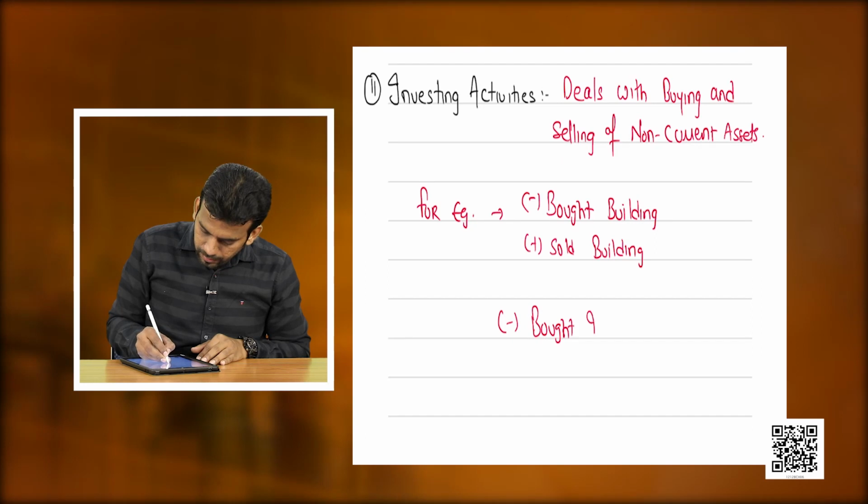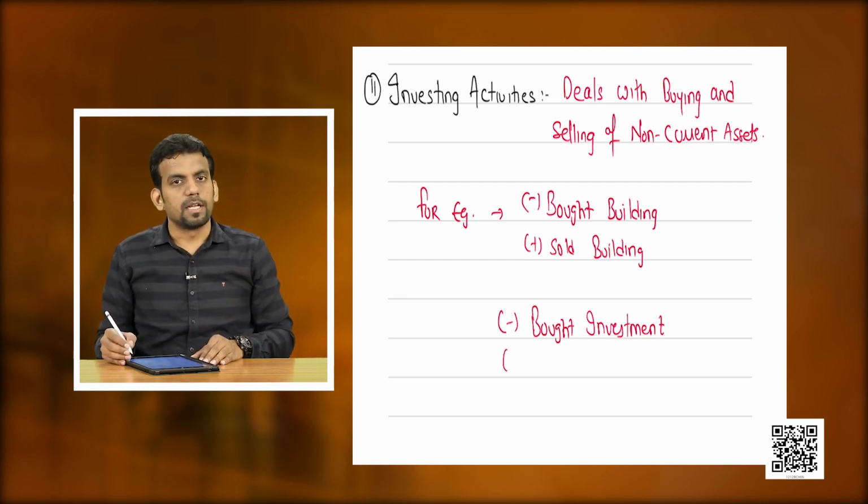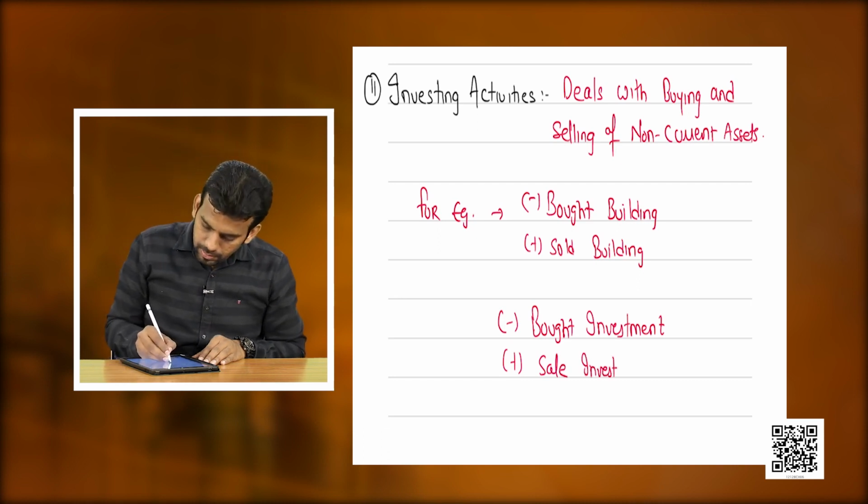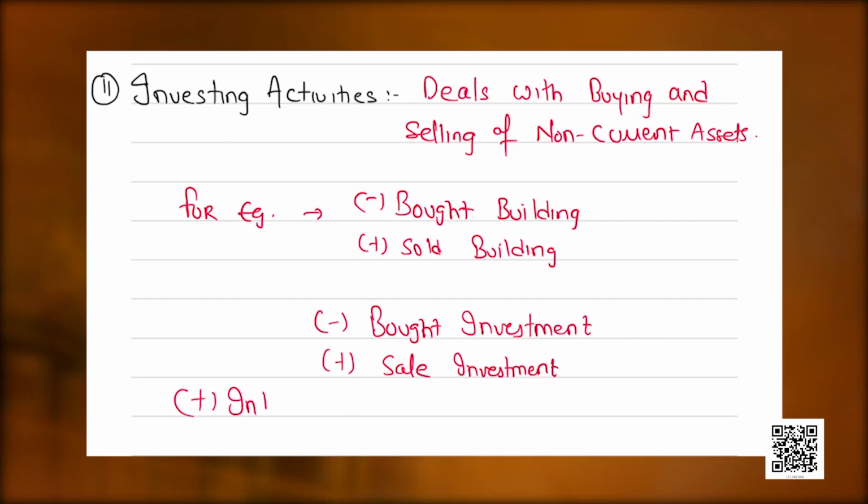Bought investment would make an outflow, it would be deducted. But if you sell such investment, it would be added. In the same way, if you get some interest or dividend from these investments, it is an inflow in your company. Any kind of interest or dividend received would be added in investing activities.